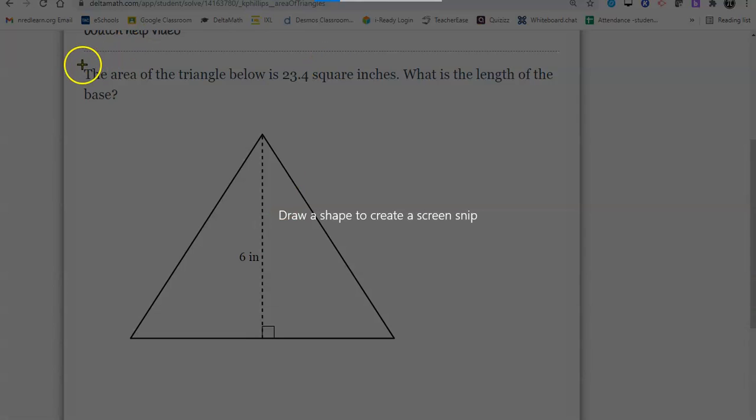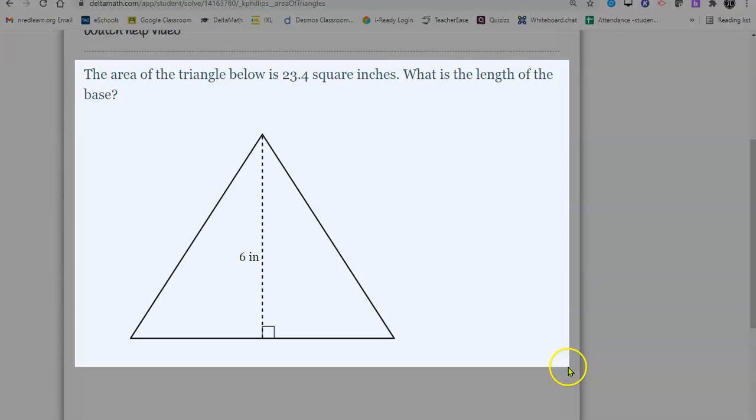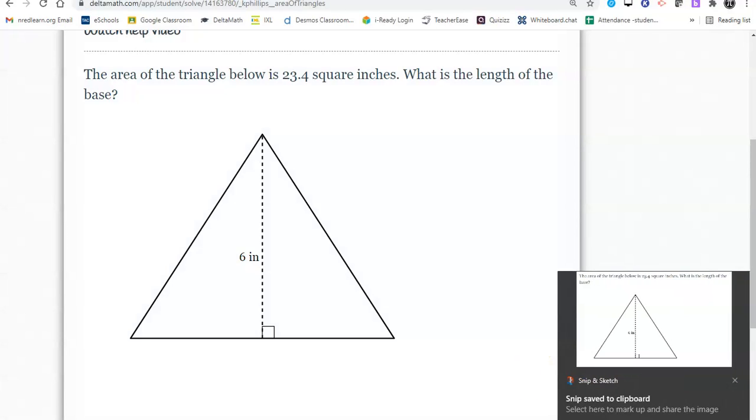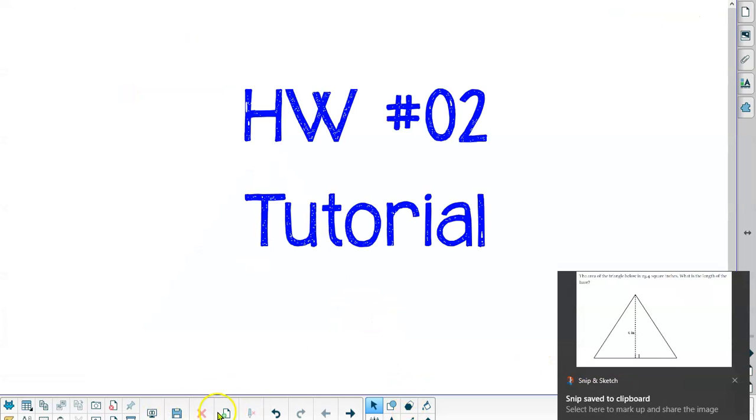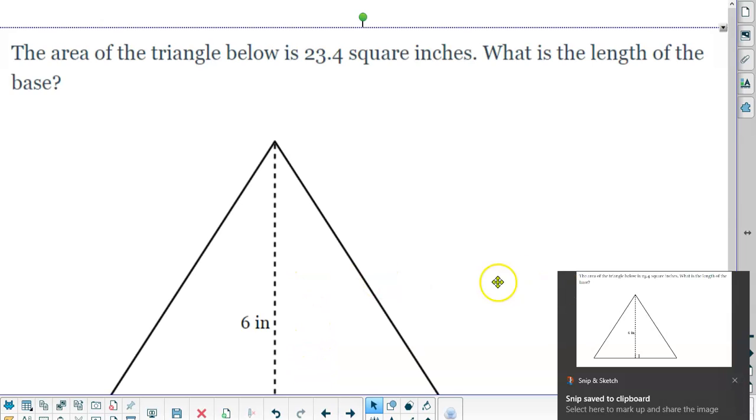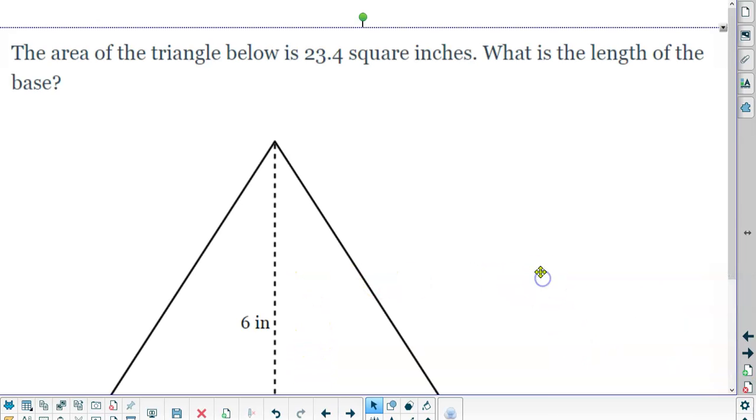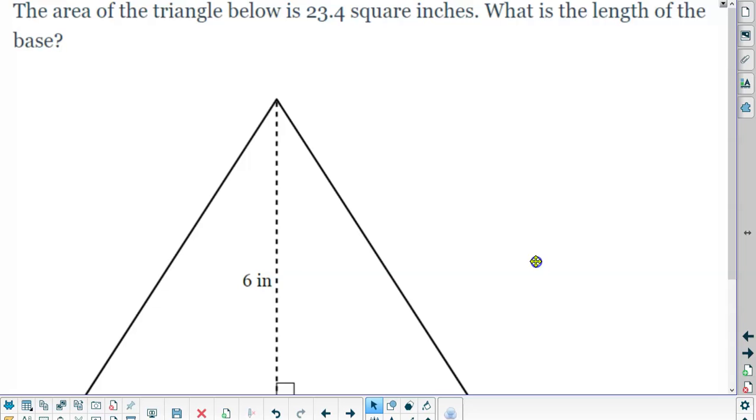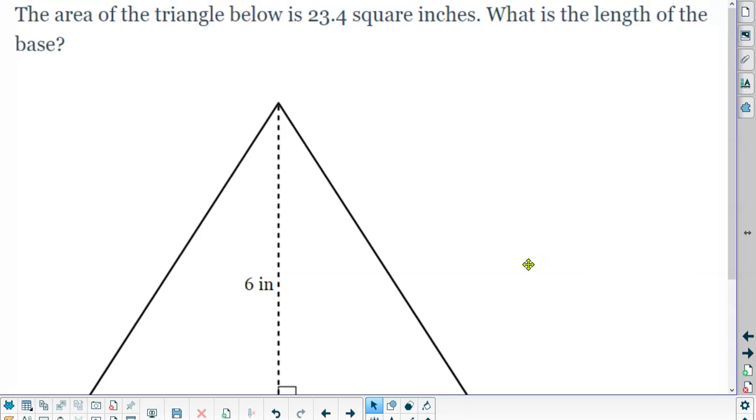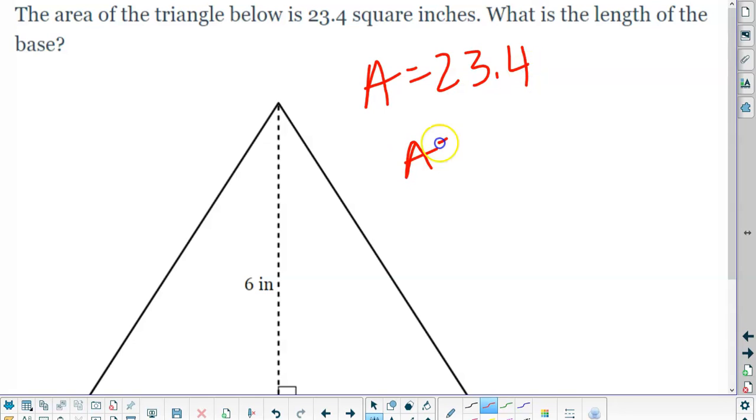Let's see. So you can see me take a screenshot. And I'm going to work this out on another slide where I can show you my actual work. So here we go. The area of the triangle is 23.4 square inches. So let me get my marker going. Area equals 23.4. And we know that the area is half the base times the height.